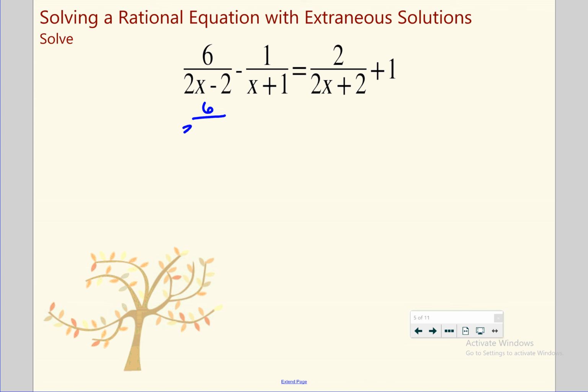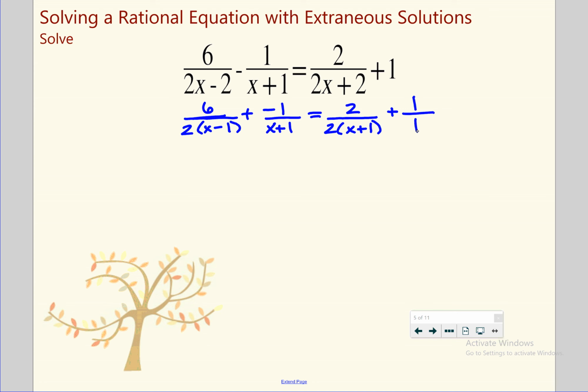A 2, and that would leave me with x minus 1, okay? Then I have a minus. I don't love that, so I'm going to put plus a negative 1 on top over x plus 1 equals 2 over, again, I can factor a 2 out of that bottom, x plus 1 plus 1 over, I like everything to be a fraction, so I'm just going to say 1 over 1, so I can see those denominators I want. Okay. In that first fraction now, what can you do?